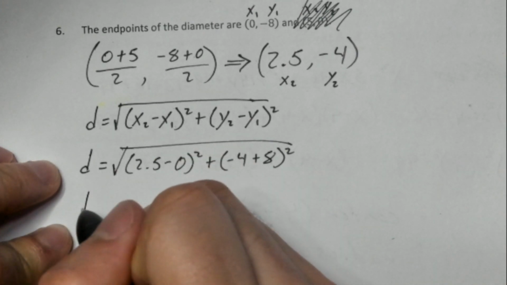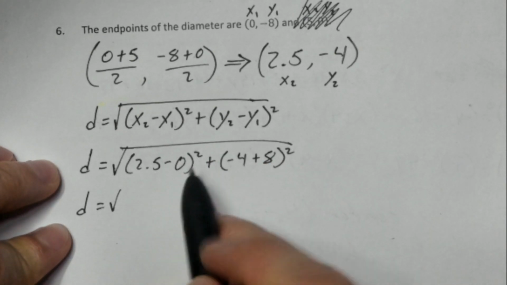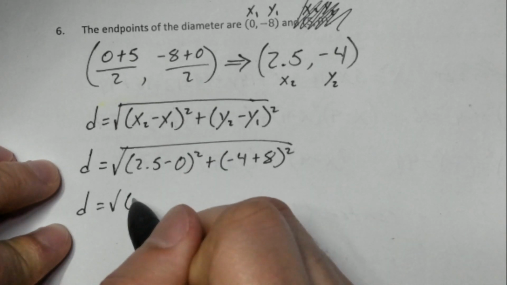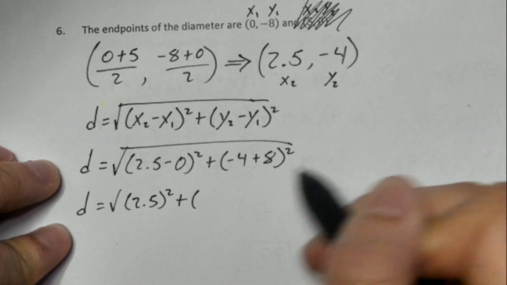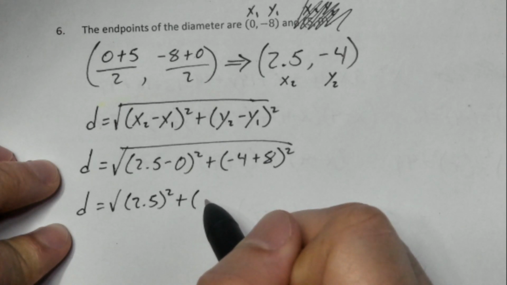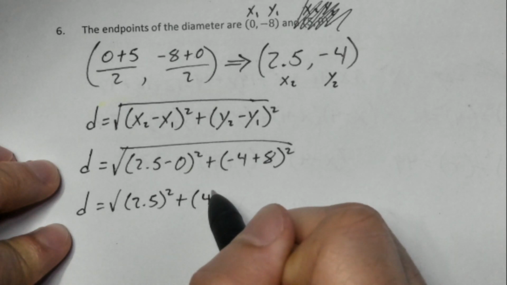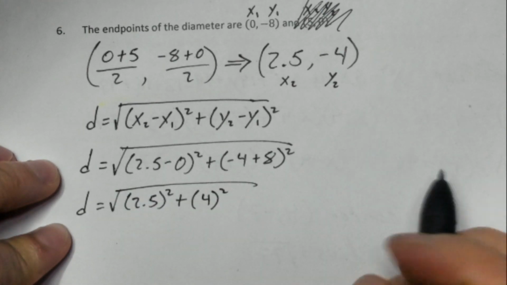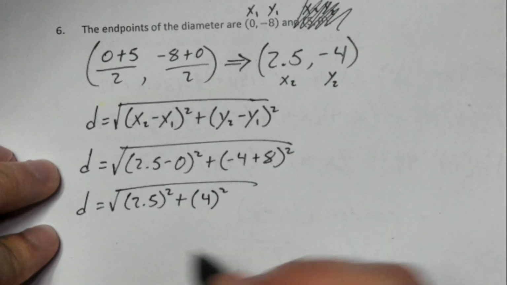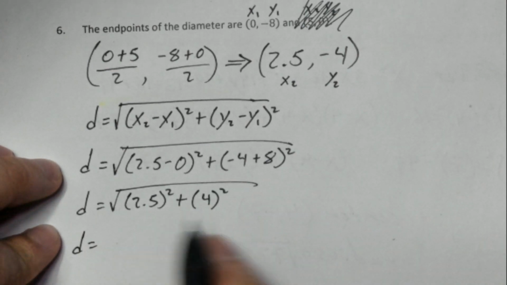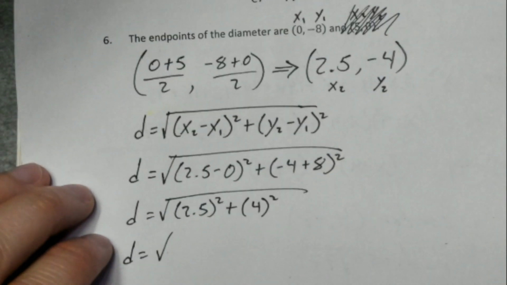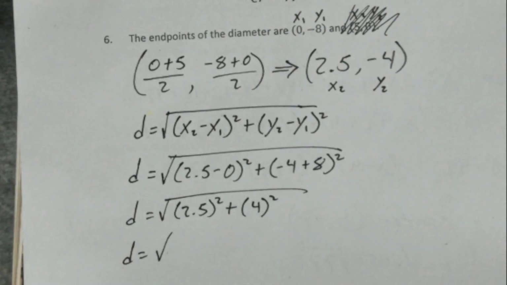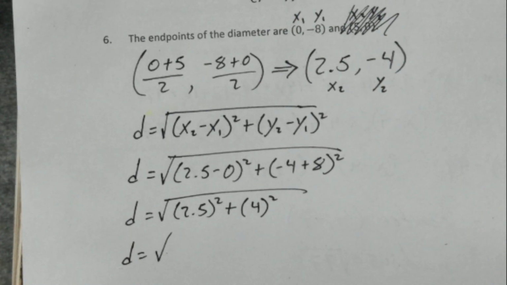Begin by simplifying the things inside of each parenthesis. So 2.5 minus 0 is just going to be 2.5. Don't forget the squared. Plus negative 4 plus 8, that's going to be just positive 4. Don't forget the square. Then I'm just going to use my calculator to square each of these. It's going to be the square root of these two numbers squared. So give me 1 second to bring up my calculator.